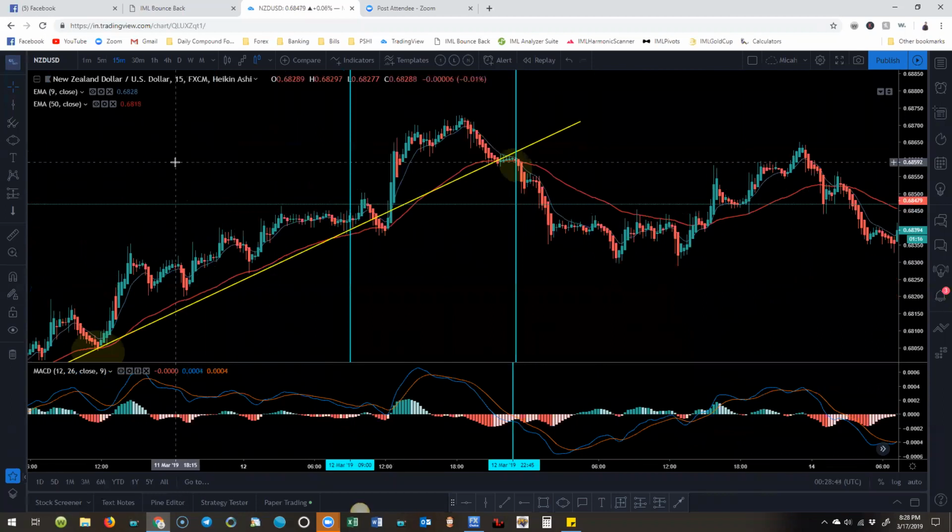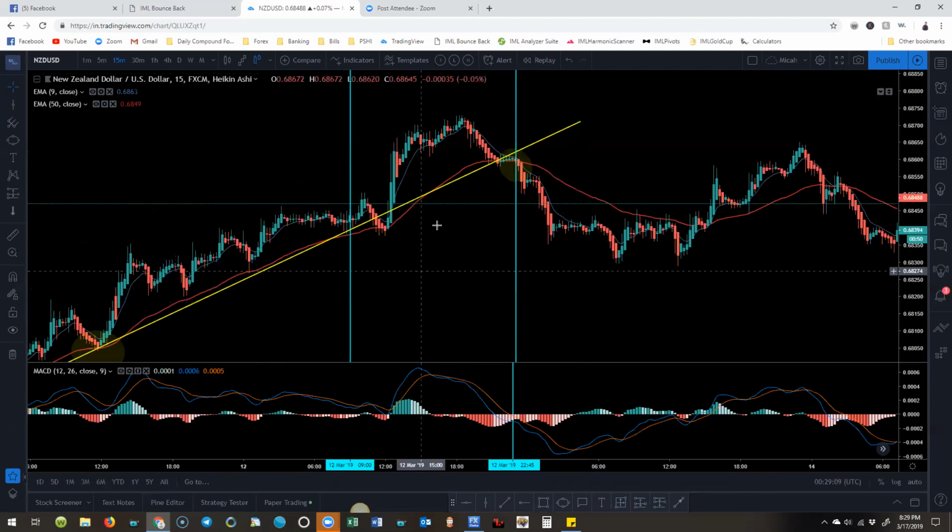The 50 EMA is the last 50 trading days, and getting just that extra confirmation builds confidence, right? Builds confidence in your trading. So yeah, usually you'll see that, right? When you get the crossover, you'll usually get that break of trend line and the MACD crossover as well.